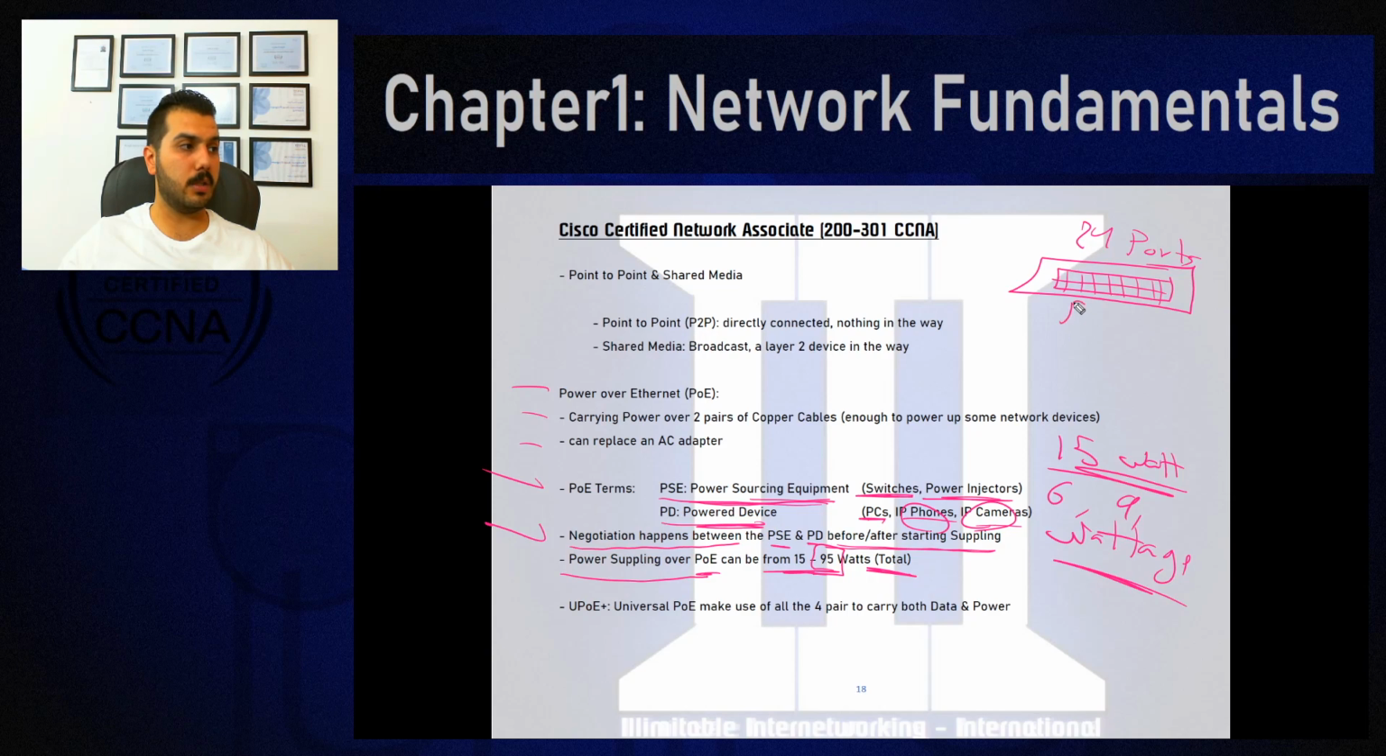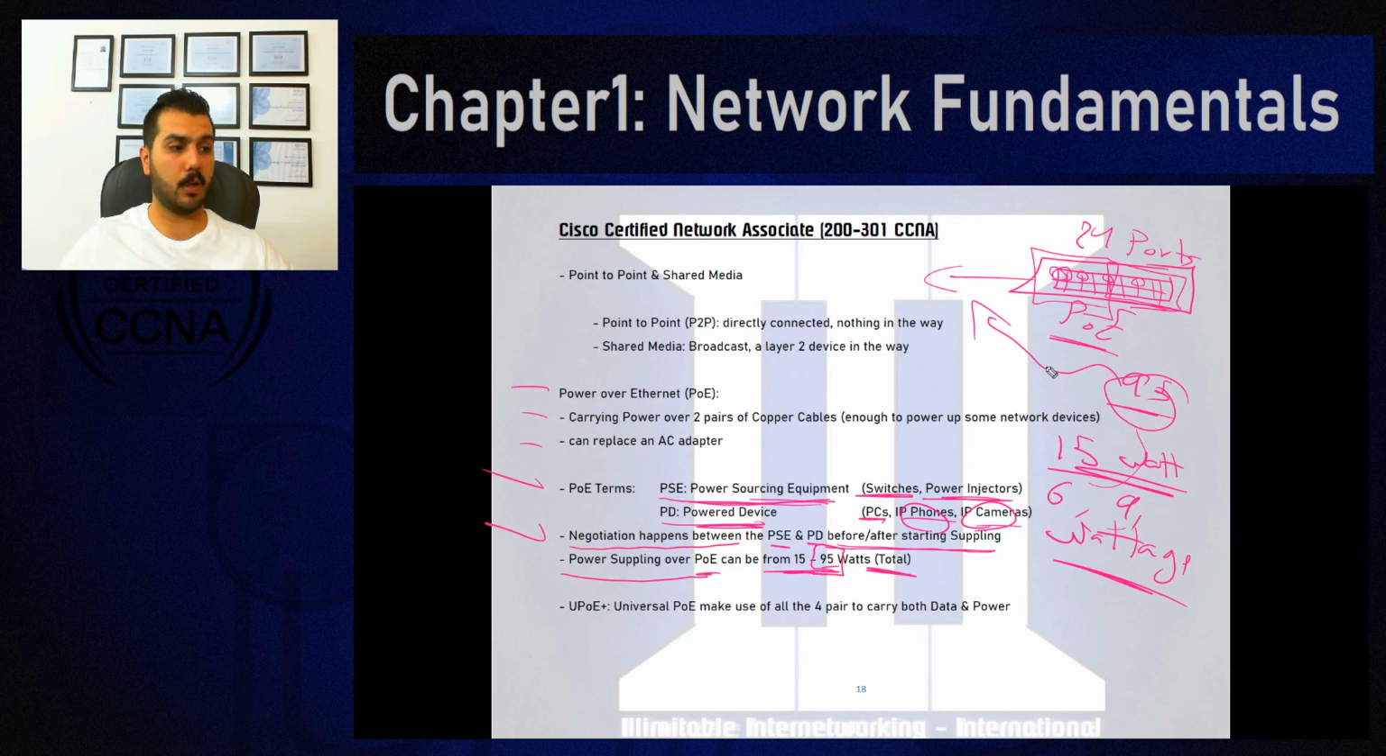This switch supports Power over Ethernet, so it supplies data and power for each of its 24 ports, but the maximum for this model may be 95 watts. So you have to divide these 95 watts across all 24 ports, or maybe only the first 6 or 9 ports that go to some PDs, powered devices, and manage the power between them, leaving the other ports with no power, only data.